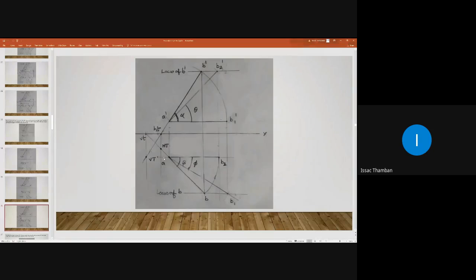So what is vertical trace? Vertical trace is the point of penetration of a line with respect to the vertical plane. Here, line AB will penetrate through the vertical plane at this position. It will penetrate through the horizontal plane at this position. So you mark HT and VP. Do it.